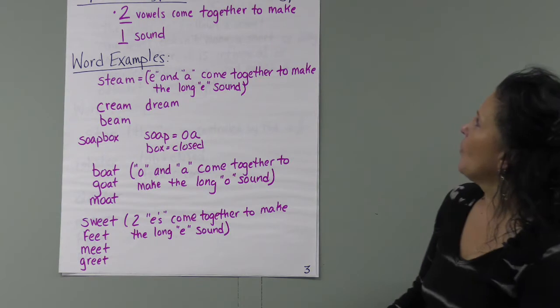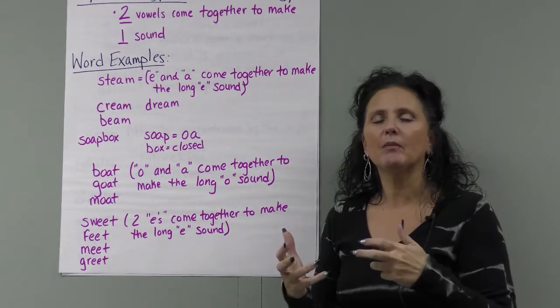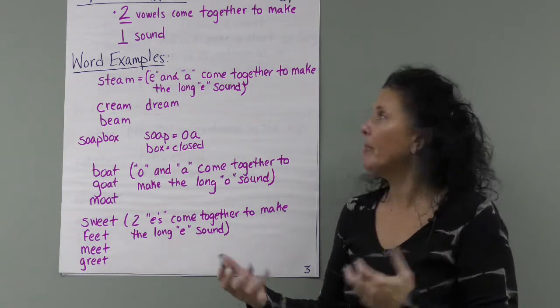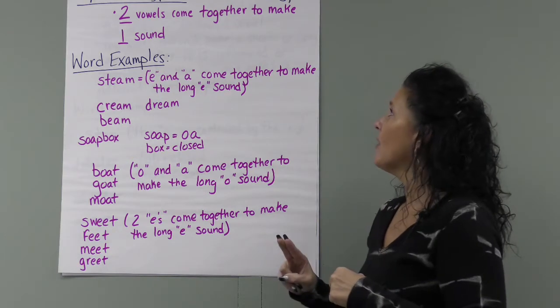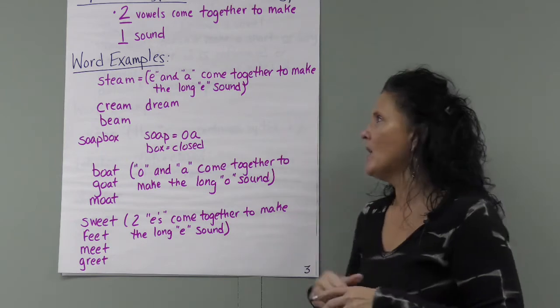Syllable type number 4 is called a vowel team syllable. And when we look at a team, team's not just one person, right? If you play a sport, a team is more than one person. So here we're going to have 2 vowels. And these 2 vowels come together to make one sound. So we're using 2 vowels to make one sound.